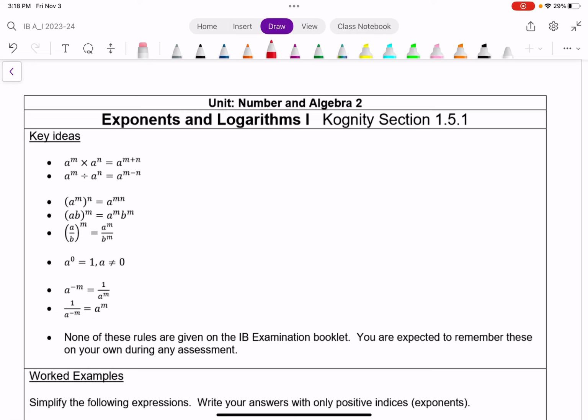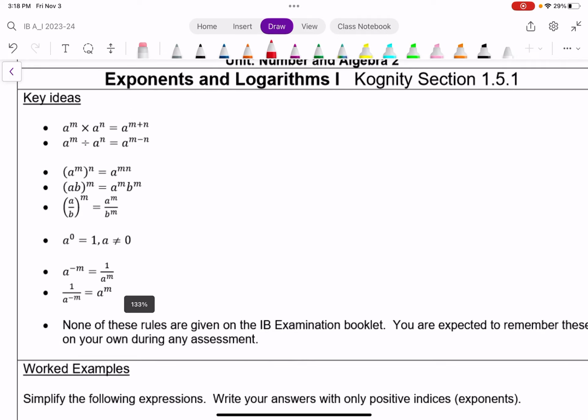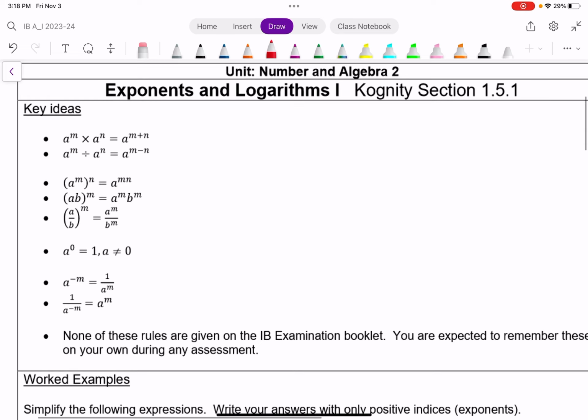Here we continue with the number and algebra unit. And everything here should be review, and so I hope to go through this fairly quickly. If you look right here, I'm summarizing a bunch of exponent laws, and while we are eventually going to look at logarithms, right now all I'm looking at are exponents.